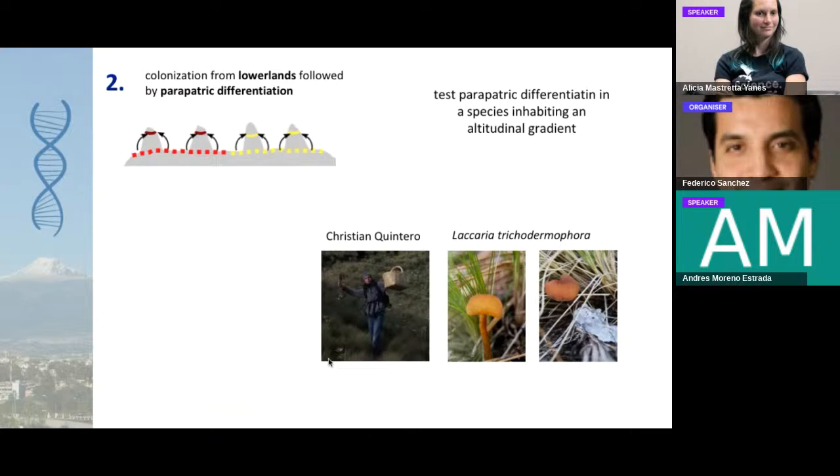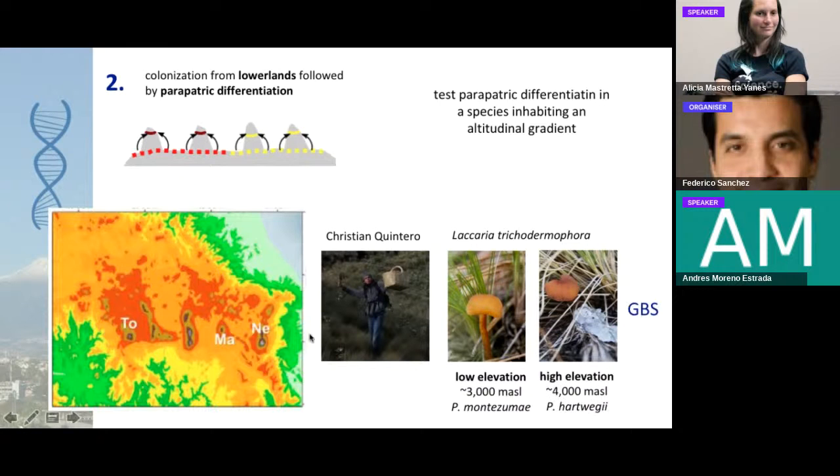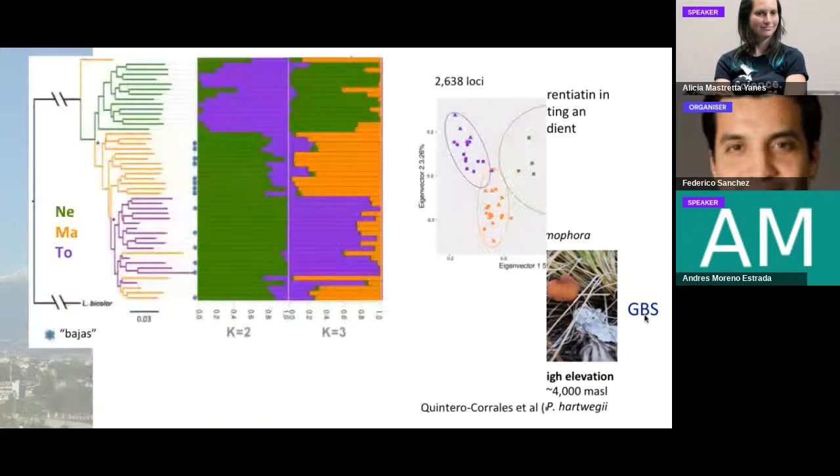He sampled Laccaria trichodermophora, which is this beautiful fungus that grows in an altitudinal gradient in these volcanoes. So we sampled in these 3 sky islands at low elevations within Pinus montezumae forest and at high elevations within Pinus hartwegii forests, which has considerably colder conditions. And here, Cristian developed a GBS dataset to test these ideas genome-wide.